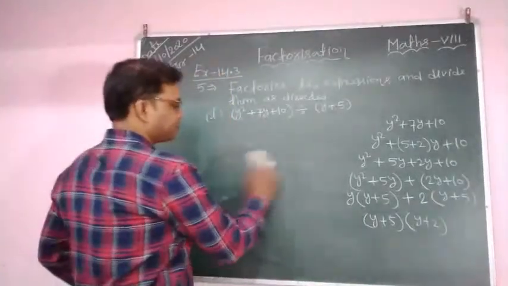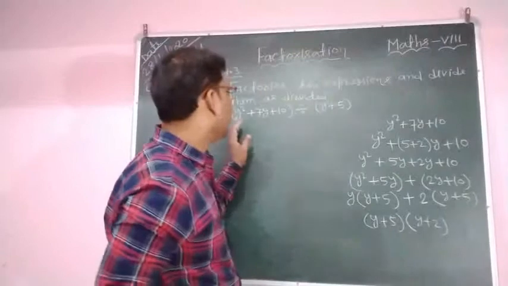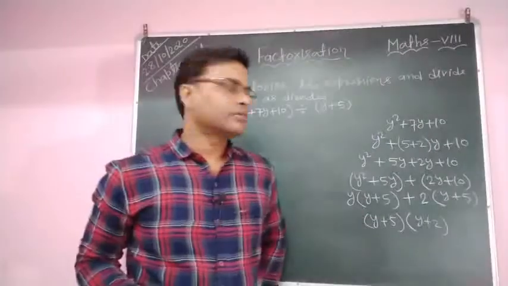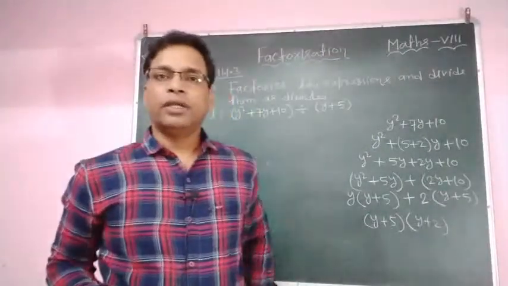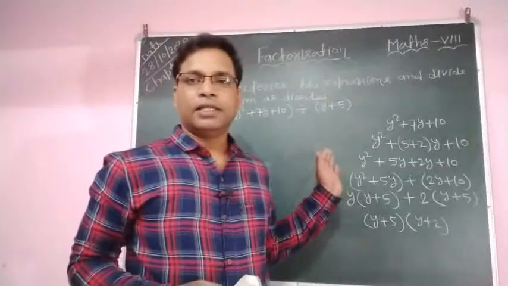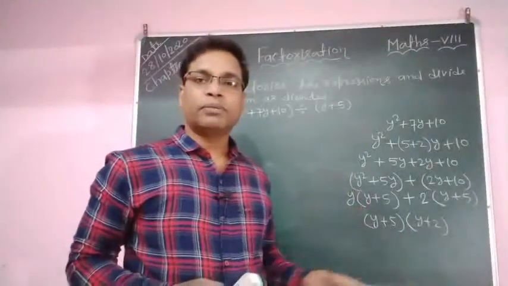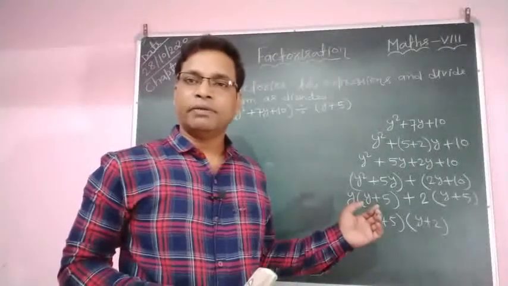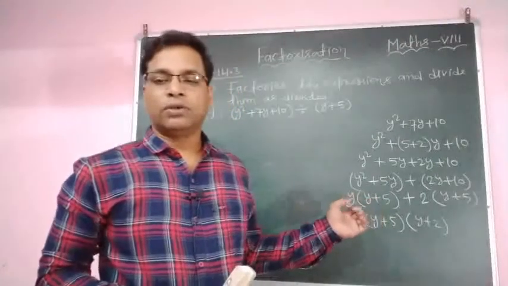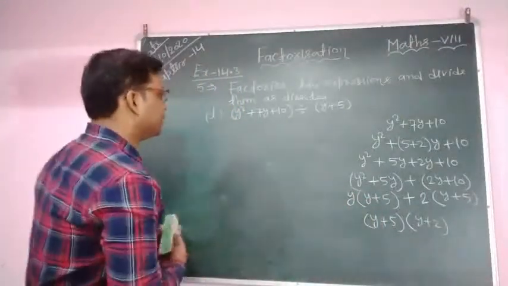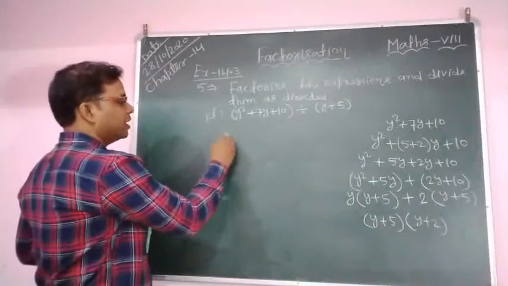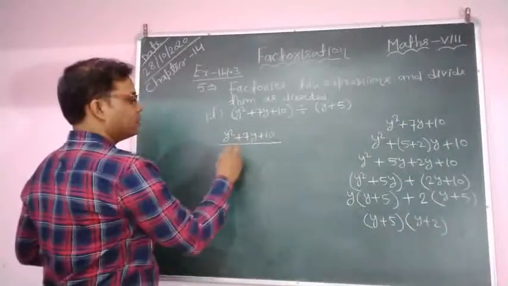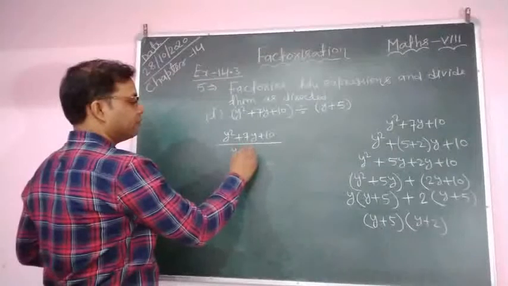So this is our question. We need to divide y square plus 7y plus 10 divided by y plus 5. So here we find the factor of y square plus 7y plus 10. This is equal to y plus 5 into y plus 2.